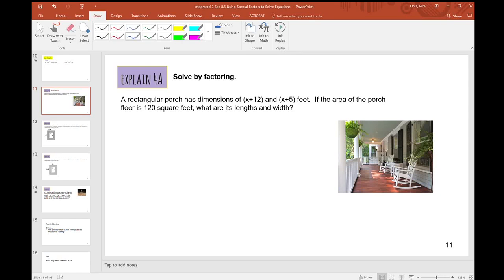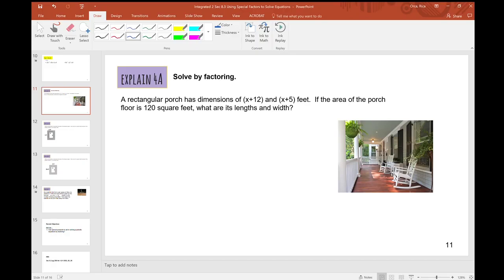Welcome back, class. Today we are going to be looking at word problems that involve area and having to solve a quadratic equation. Let's go ahead and get into this. A rectangular porch has dimensions of x plus 12 and x plus 5 feet. If the area of the porch floor is 120 square feet, what are its length and width?